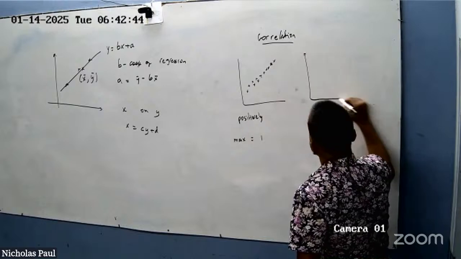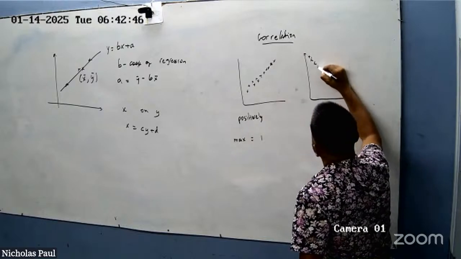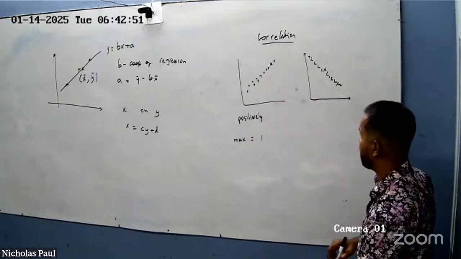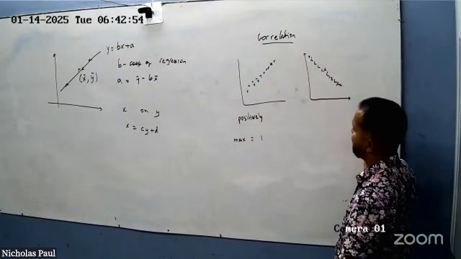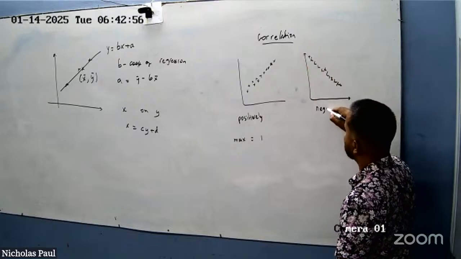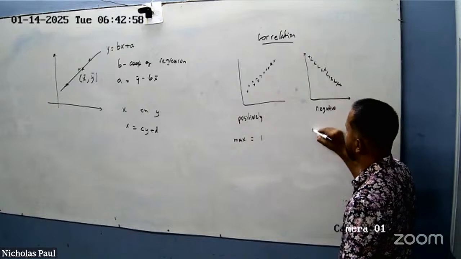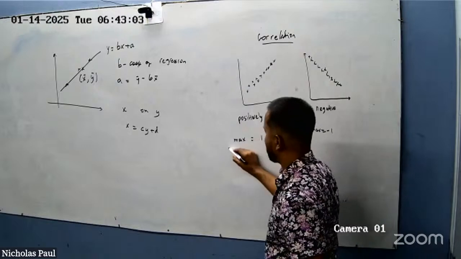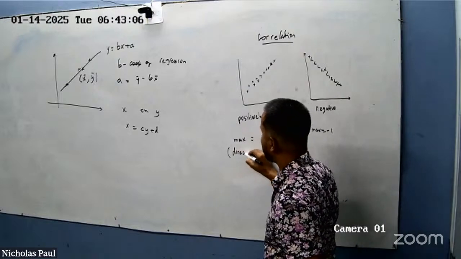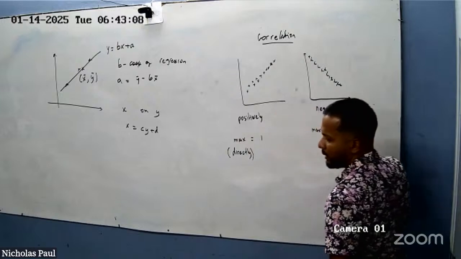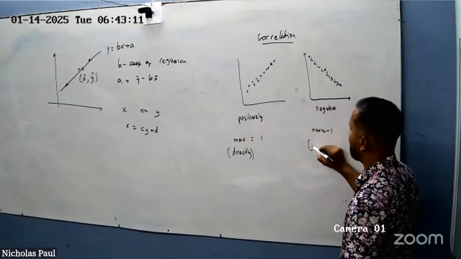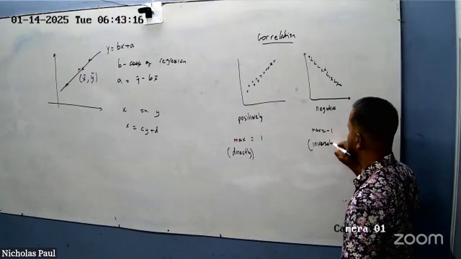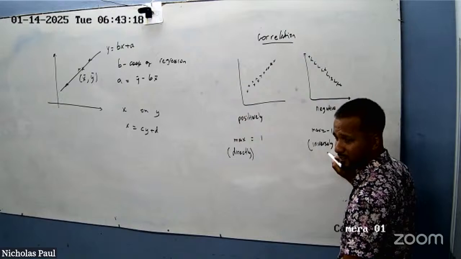If I give you something like this, that is a negative correlation. Once your values are shaped like this, or your best fit looks like this, it is a negative correlation, and the maximum value is -1. A positive correlation, you might remember as being directly related. A negative correlation is what we call inversely related.